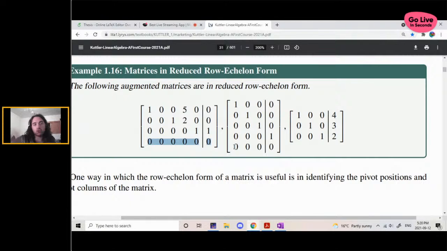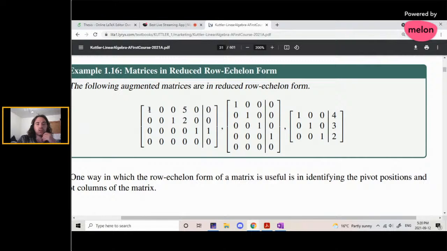Well, I'm going to do this a little differently. I'll check the condition for each of the matrices at a time, right? So first one, row of zeros, it's at the bottom. Second one, it's got a row of zeros, it's at the bottom. Third one, no row of zeros. So there's nothing to worry about in that case.